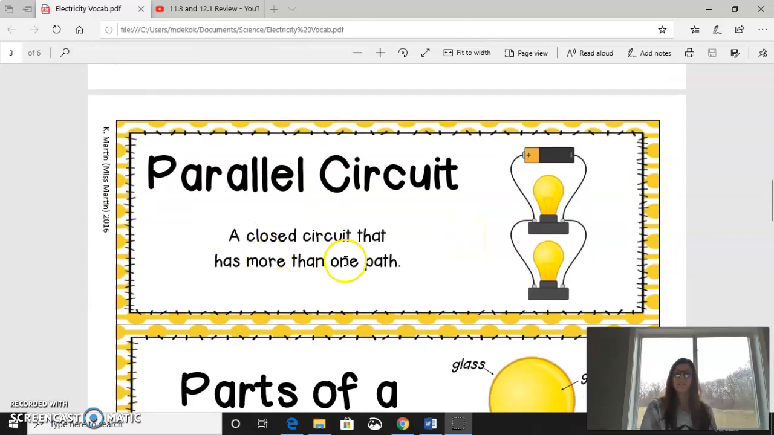A parallel circuit is a closed circuit that has more than one path. So like this, there's more than one pathway for that electricity to flow through. There's more than one circuit. So if this light bulb were to go out here, because this pathway were to get cut off somewhere, this second one would still be lit, because on this side, there's another way for that electricity to flow through.